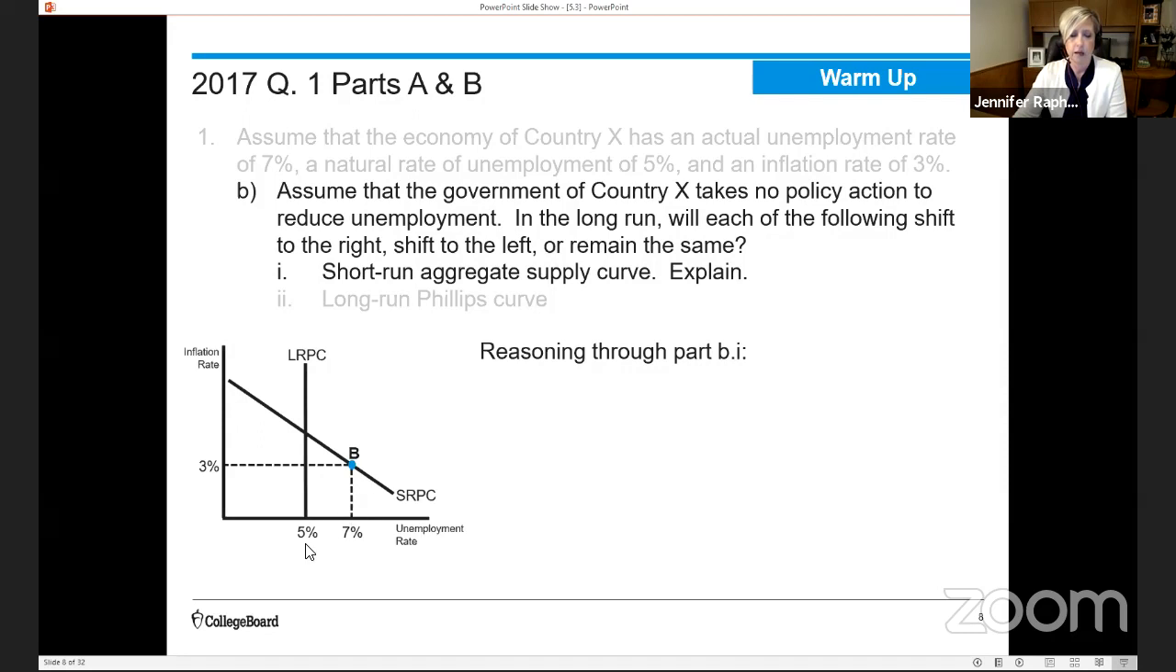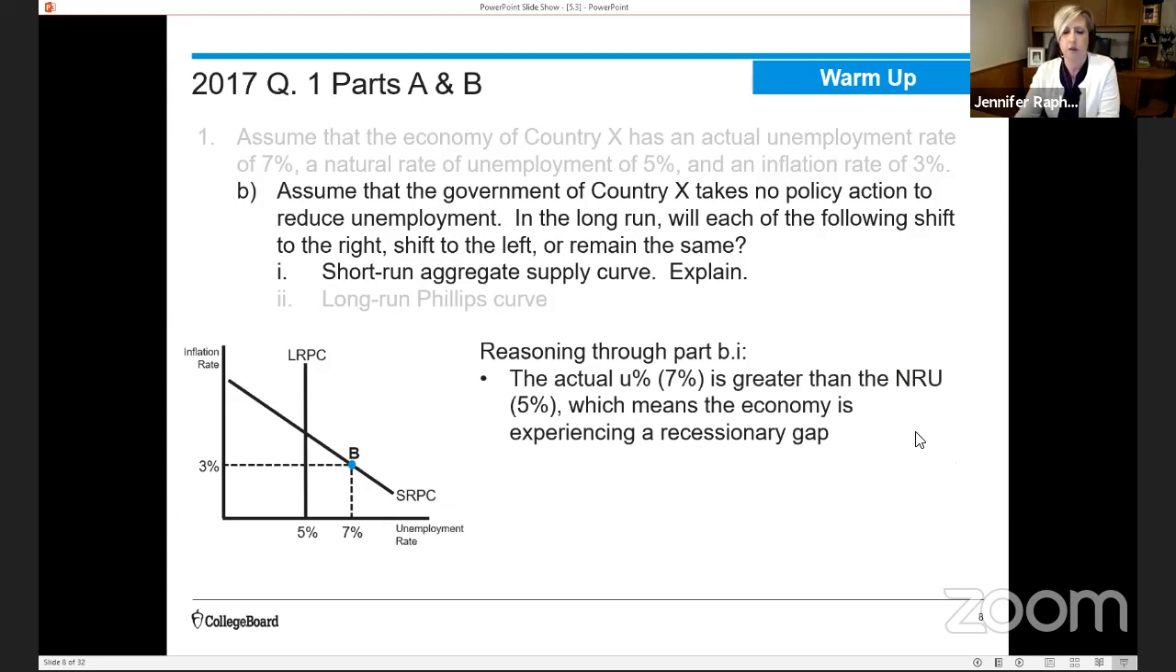I'm going to give you a hint. Given what you know about the difference between the natural rate of unemployment and the actual rate of unemployment, that might help you think about what's going on in the ADAS model. Okay, take another 10 seconds. Okay, so the answer is the short run aggregate supply curve is going to shift to the right. Let's work through the reasoning for that.